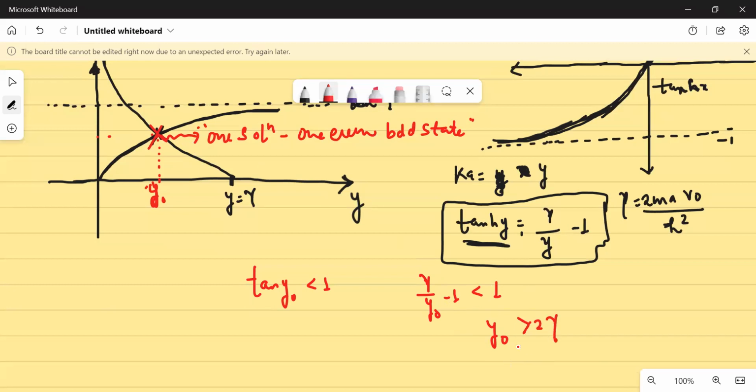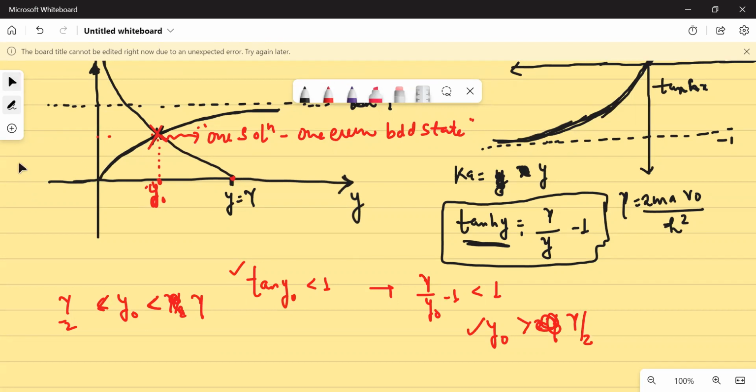Is that clear? Yes, sir. So y naught will be greater than gamma by 2. And another thing that you can see is y naught is less than gamma. So I can write that my y naught lies between gamma by 2 and gamma. Is that clear? See, tanh y naught is less than 1. It implies gamma by y naught minus 1 is less than 1. It implies y naught should be greater than gamma by 2. And similarly, y naught should be less than gamma. Okay, is that clear? Yes, sir.